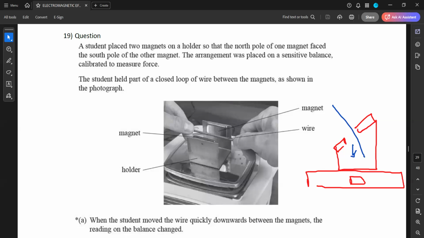So as a result, when there's a change in magnetic field, it will induce EMF. And the induced EMF always tries to oppose the change. According to Lenz's law, it will always try to oppose the change in magnetic field. So if the magnetic field is increasing, it will try to decrease. And if the magnetic field is decreasing, it will try to increase. So if we are moving the wire downward, which direction will the force be to oppose the change? There will be an upward force on the wire.